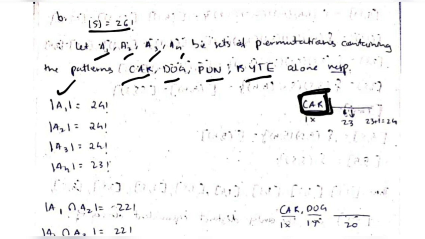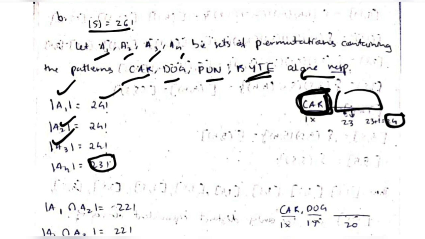Now when we remove 3 letters from 26, we will be remaining with 23 letters, and if you consider this as one letter, the total number of letters will be 24. So A1 is 24 factorial. Similarly for dog also and for pun also. Now bite has 4 letters, so it will be 23 factorial.